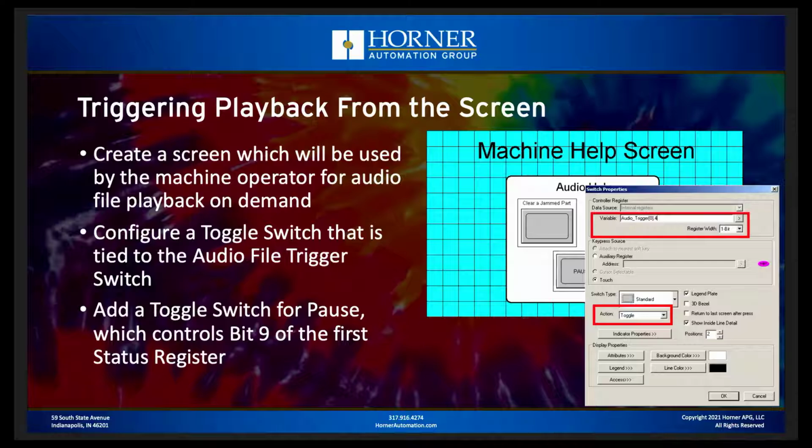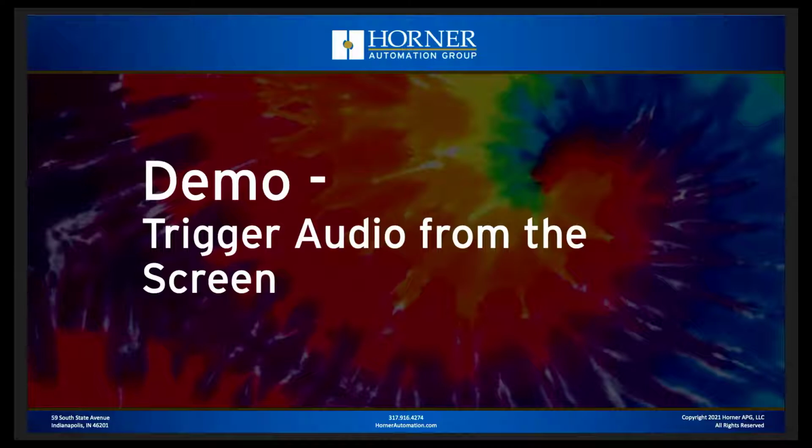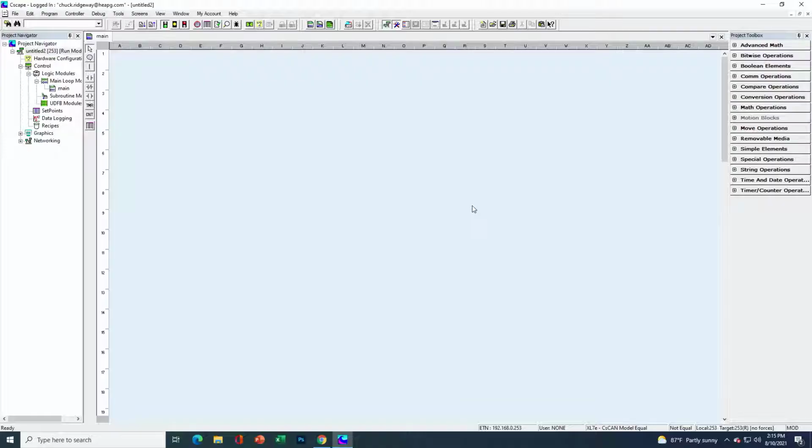So that's one way of integrating an interface with audio, and that is having playback that's triggered on demand by the user. Okay, so let's show you how to do that. And to do that, let's go ahead and fire up Cscape. And what we're going to do is, instead of starting with a program already created, I'm just starting from scratch. So I have a brand new, completely blank program.